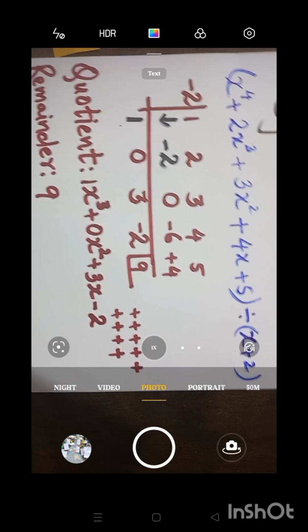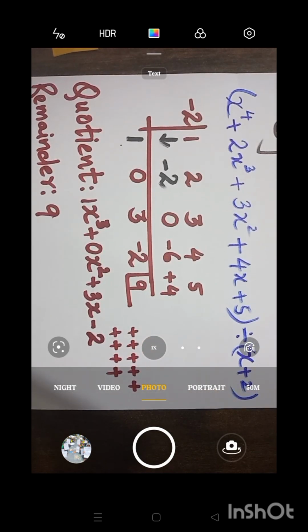So this is how we can divide polynomials by the synthetic division method. Thank you. The next type of division of polynomials we'll learn in the next lecture, in my next video. Thank you everyone.